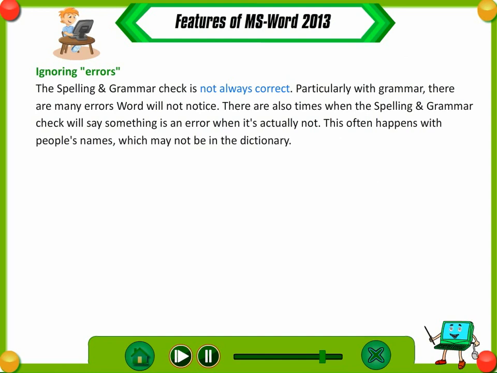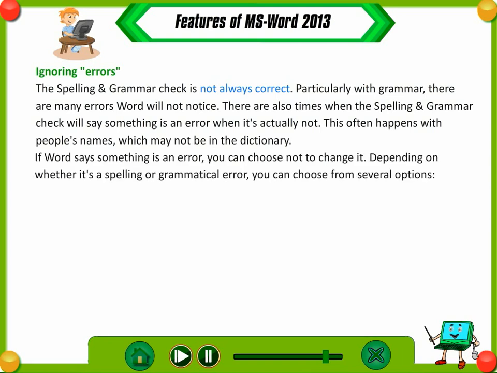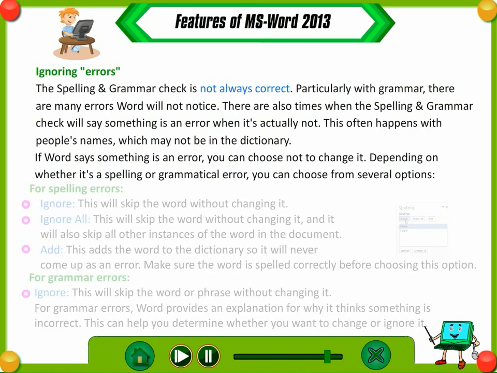Ignoring errors. The spelling and grammar check is not always correct. Particularly with grammar, there are many errors Word will not notice. There are also times when the spelling and grammar check will say something is an error when it is actually not. This often happens with people's names, which may not be in the dictionary. If Word says something is an error, you can choose not to change it. Depending on whether it is a spelling or grammatical error, you can choose from several options.